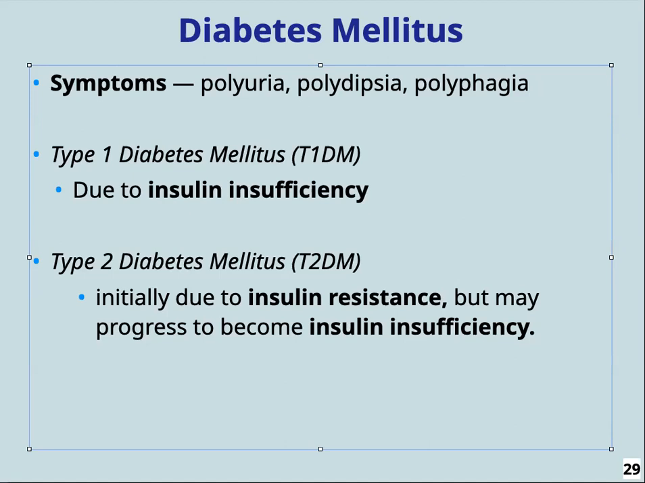Okay, and even though it's still rare, in recent decades we've seen more and more type 2 diabetes being diagnosed in children and adolescents, especially those who have the above mentioned risk factors.